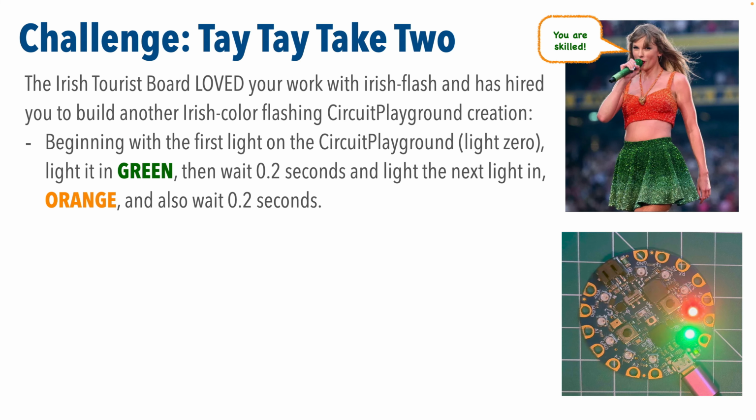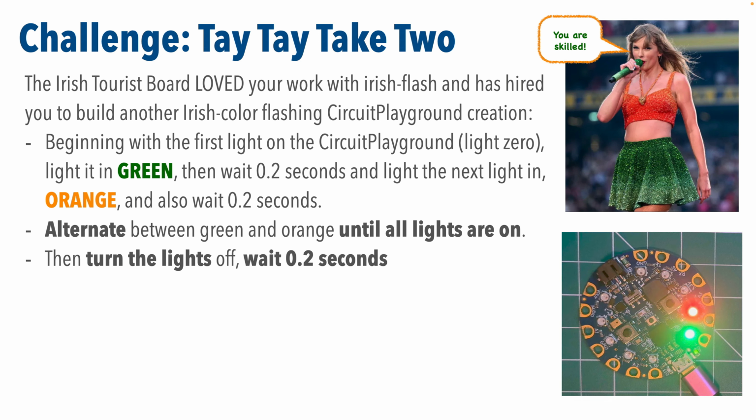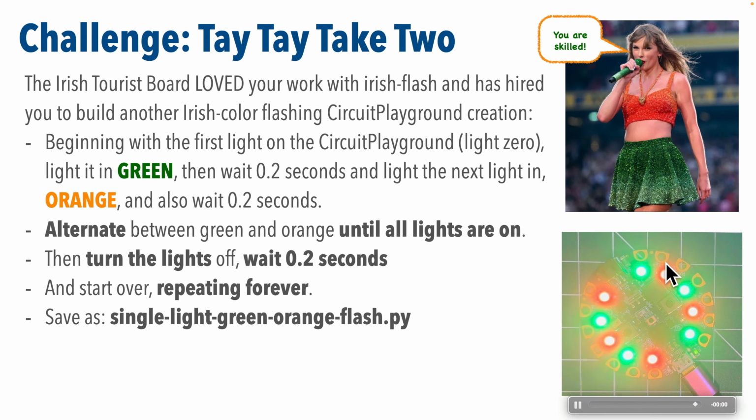So begin with the first light in the Circuit Playground, light 0, lighting it up in green. Then wait 0.2 seconds, light the next one in orange. Also wait 0.2 seconds, alternate between green and orange with the wait after each one until all the lights are on. Then turn off all of the lights, wait for 0.2 seconds, and start over, repeating forever. Your creation should look exactly like this one on the right.